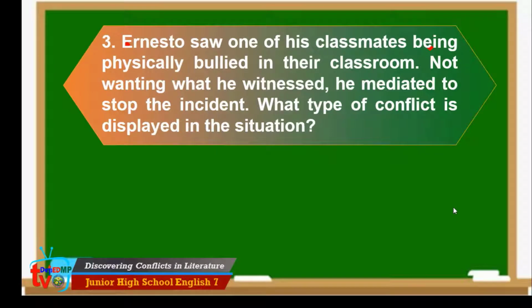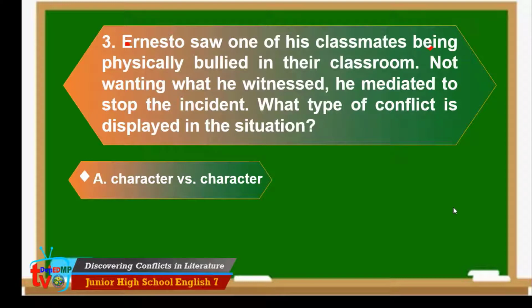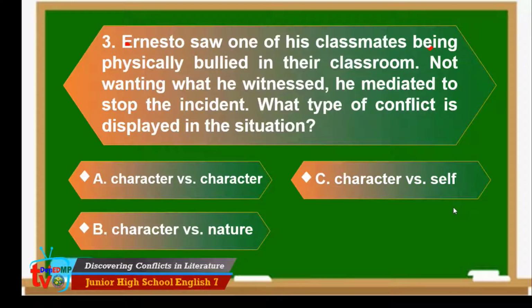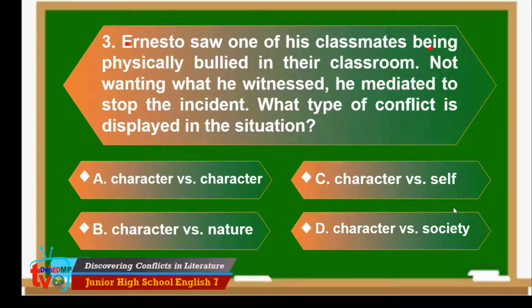Number 3. Ernesto saw one of his classmates being physically bullied in their classroom. Not wanting what he witnessed, he mediated to stop the incident. What type of conflict is displayed in this situation? A. Character versus character. B. Character versus nature. C. Character versus self. Or D. Character versus society.